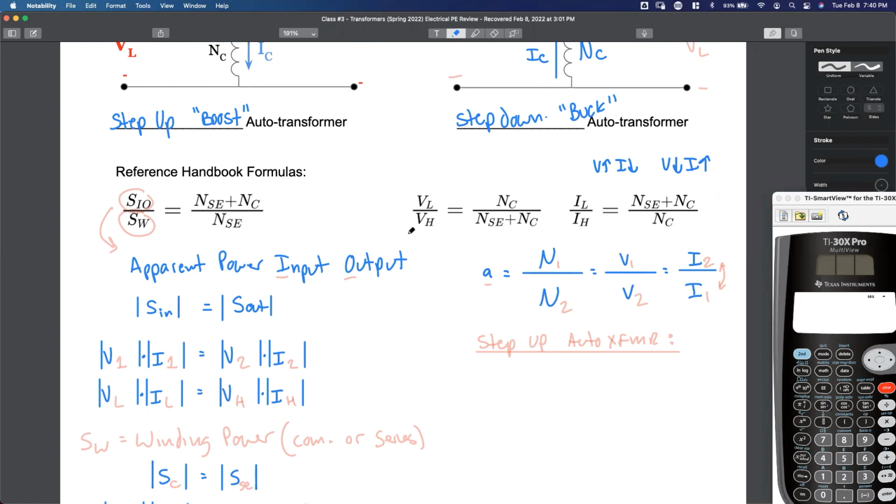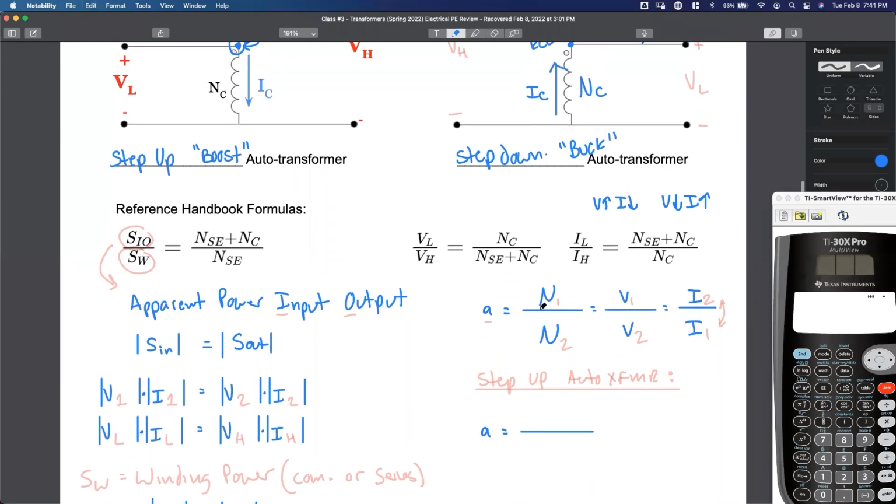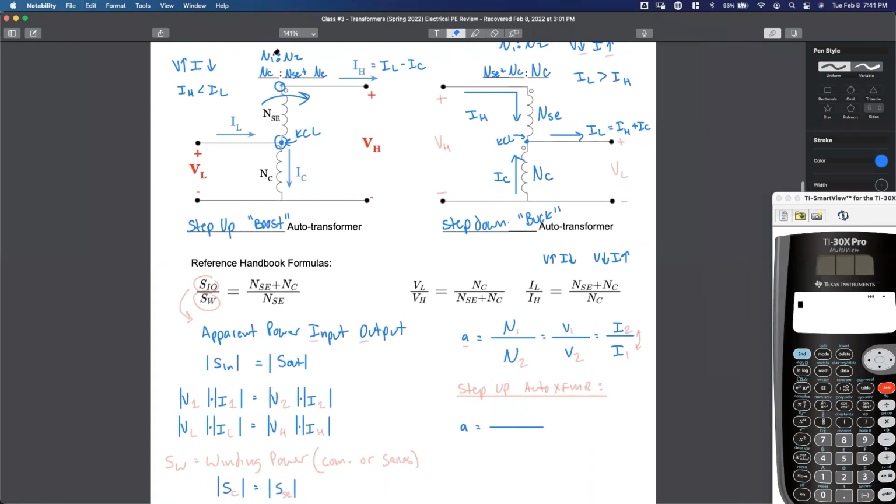So looking at the diagram on the left in your workbook notes, A is going to equal, what is N1? What's the number of turns on the primary for a step-up auto transformer? N1 is equal to what? The number of turns on the common winding. You got it, NC, great. N1 over N2. What's N2? What's the number of turns on the secondary side for an auto transformer? This time it's the sum, right? NSE plus NC. The number of turns in our series winding plus the number of turns on our common winding. Great. Next step, let's look at the voltages.